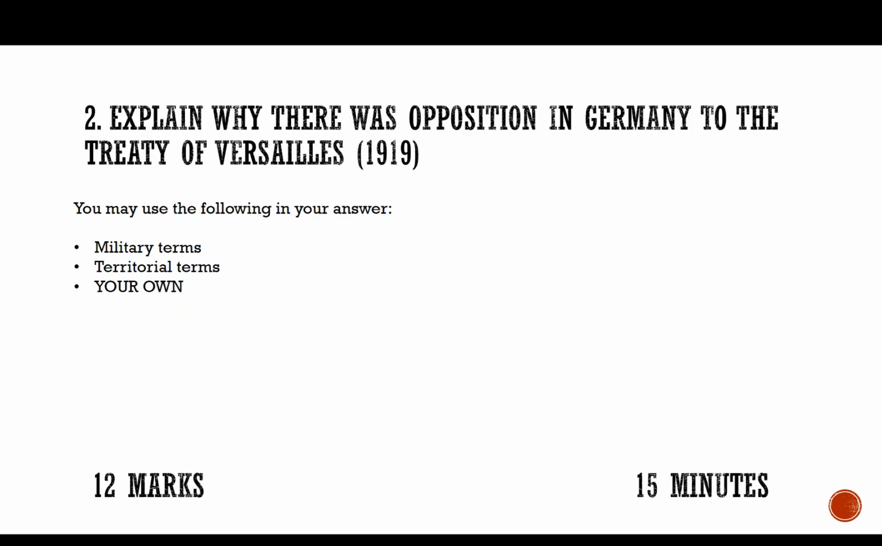Next up, we've got question 2, which is explain why there was opposition in Germany to the Treaty of Versailles 1919.